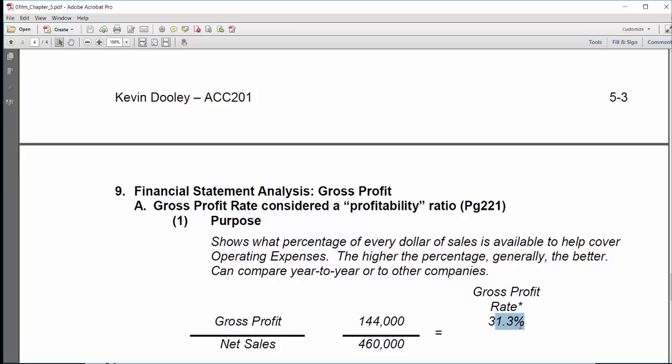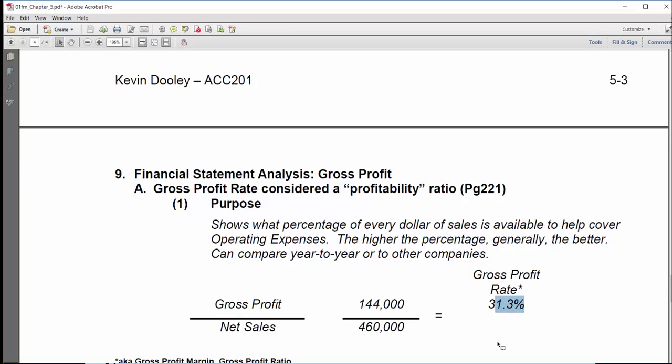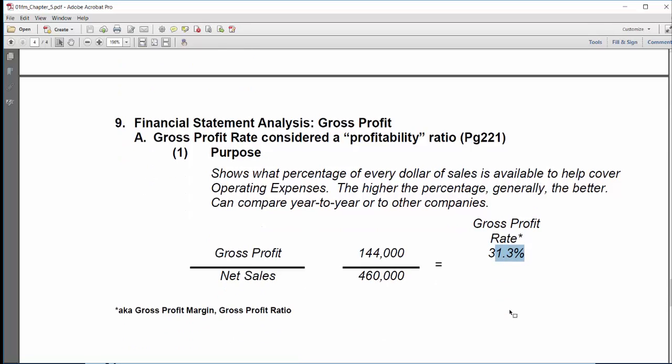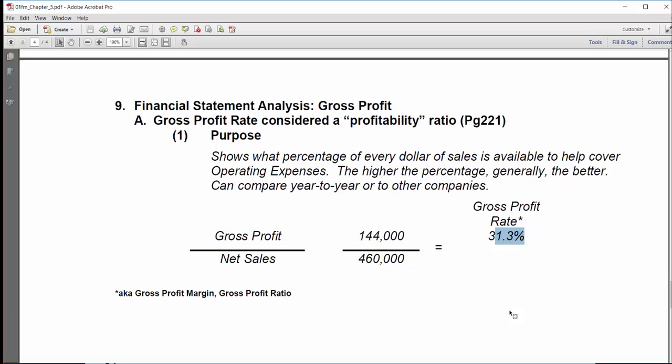And companies watch this thing very, very closely, to the point where if there's a 0.1% drop in the gross profit rate, they're all scrambling around trying to figure out how to keep that from happening again. So the gross profit rate is a very closely watched metric used for companies that sell merchandise, and they really want to know that it is either stable or increasing over time.